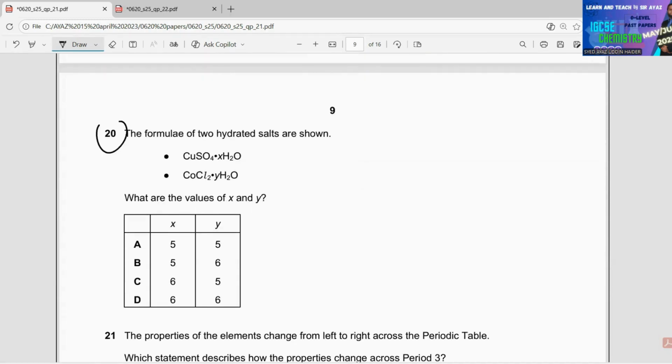20. The formulas of two hydrated salts are shown: CuSO4.XH2O and CoCl2.YH2O. What are the values of X and Y? This is something which you have to learn. So for CuSO4, X is 5. So either A is correct or B is correct. C and D are incorrect. What about Y for CoCl2? It is 6. So B must be the right answer in this case.